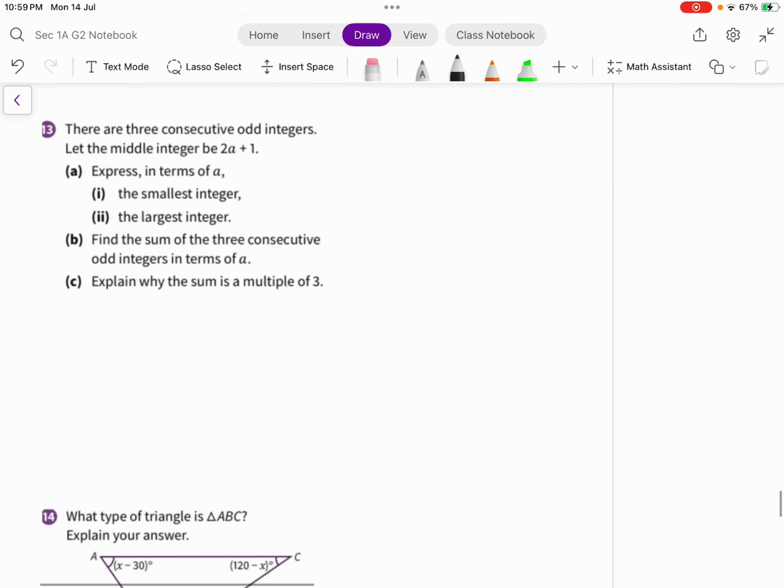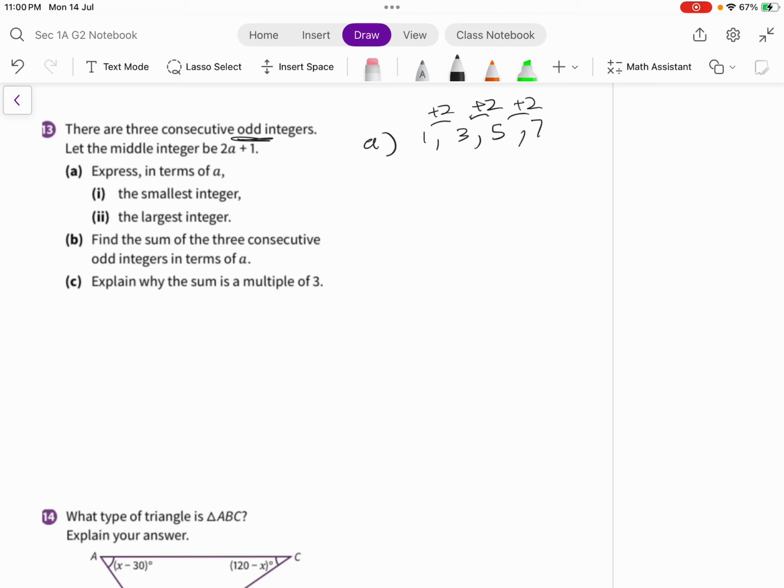Okay, there are 3 consecutive odd integers. Let the middle integer be 2a plus 1. Express in terms of a, the smallest integer. If consecutive odd numbers means 1, 3, 5, the difference between the two numbers is plus 2, plus 2, because they are consecutive odd numbers. So every time the next number will be plus 2.